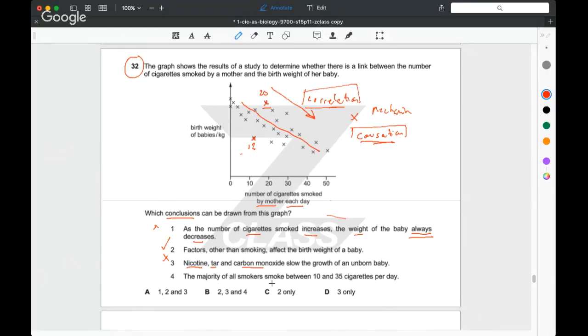And this last one here, the majority of smokers smoke between 10 and 35 cigarettes per day. Well, that's an obvious distraction if you look carefully, because this was telling us about the number of cigarettes smoked each day by pregnant mothers. And this is telling us about the majority of all smokers. So that includes pregnant and non-pregnant mothers, women who aren't mothers, men, all the people who smoke.